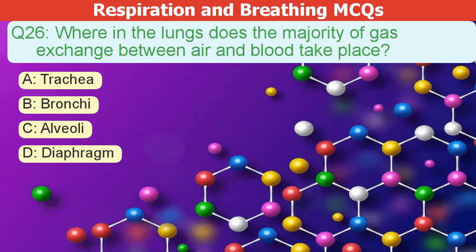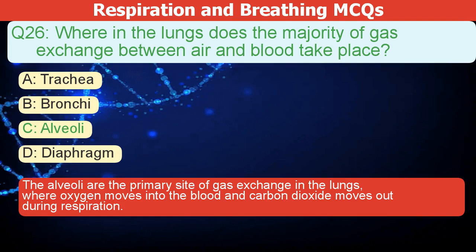Where in the lungs does most gas exchange between air and blood happen? A. Trachea. B. Bronchi. C. Alveoli. D. Diaphragm. The correct answer is C. The alveoli are the primary site of gas exchange in the lungs, where oxygen moves into the blood and carbon dioxide moves out during respiration.